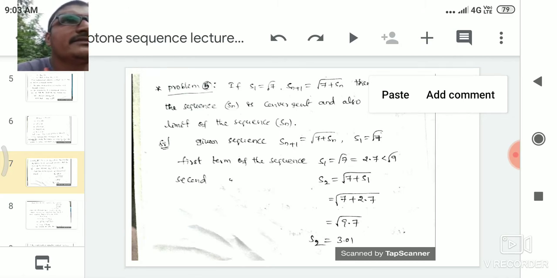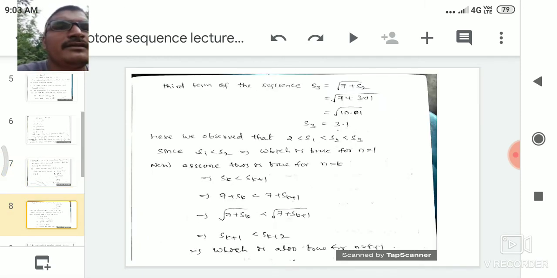Here root 9.7 is greater than root 9, and we know that the value of root 9 is 3. So root 9.7 is greater than 3. That's why here we consider S2 is equal to 3.01 approximately.